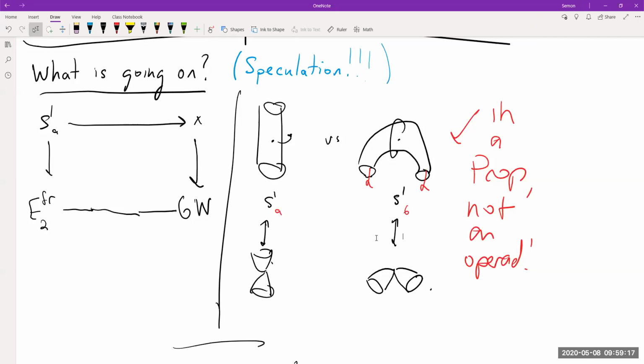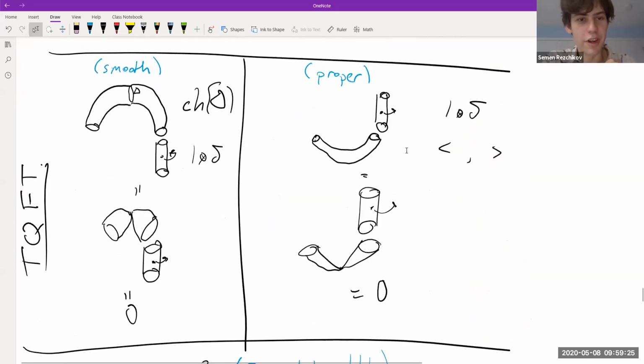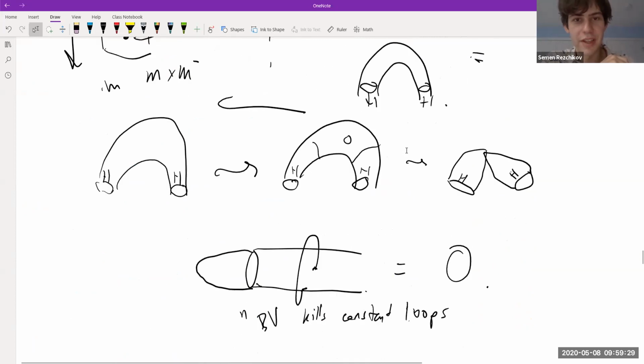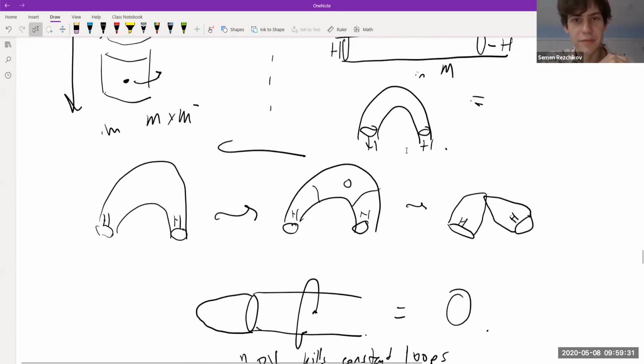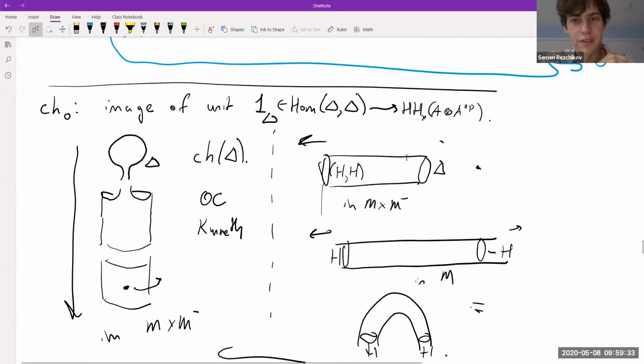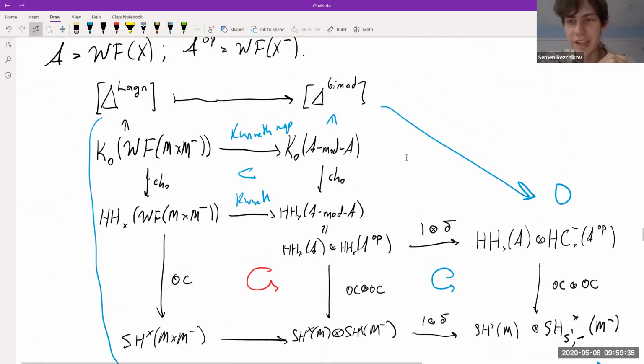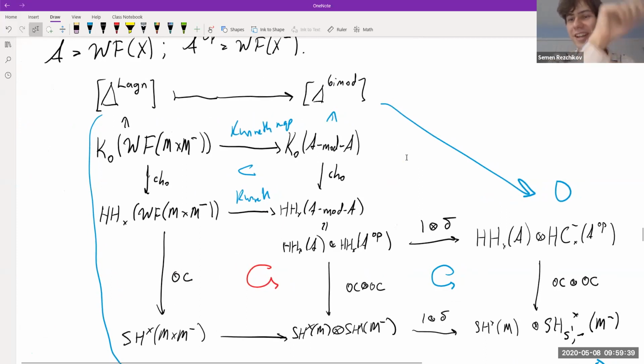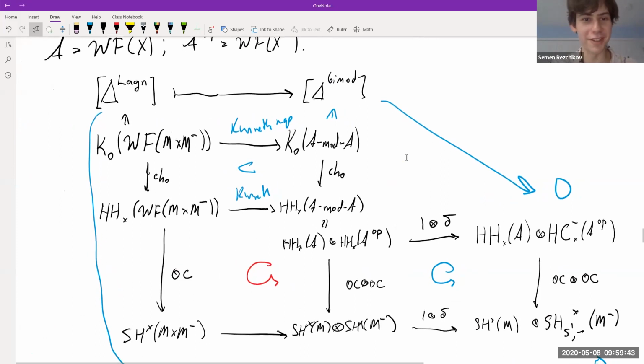So go ahead, please. I was also wondering how important is the assumption that C1 equals zero? So I don't think it's important. I think this whole diagram that I wrote makes sense even if C1 is not equal to zero. I think when I wrote my slides, I confused Hochschild homology and cohomology in the expository section.